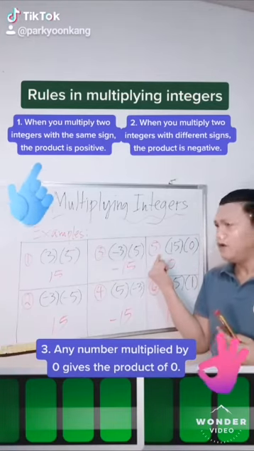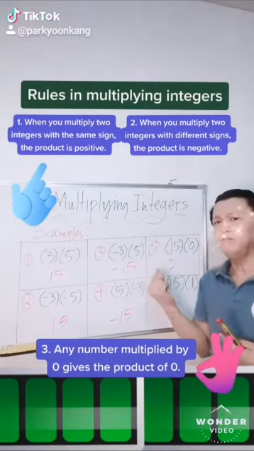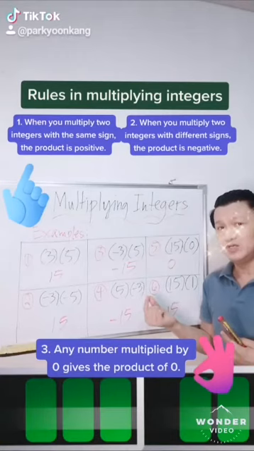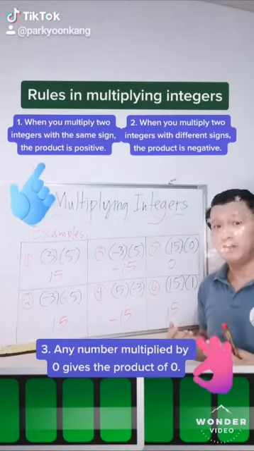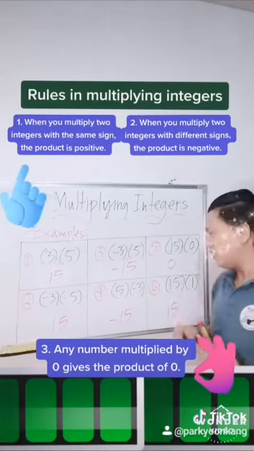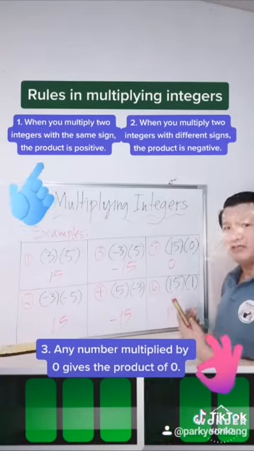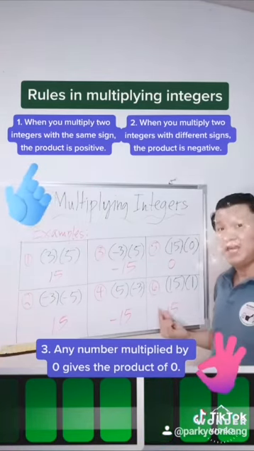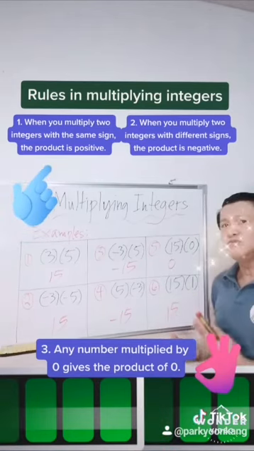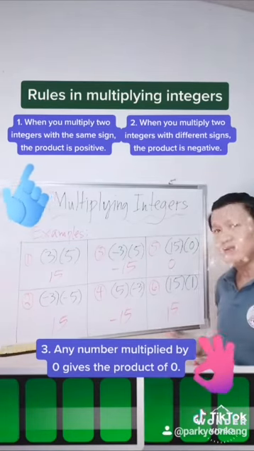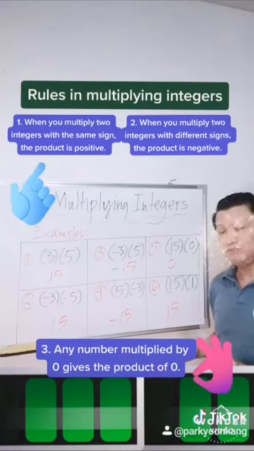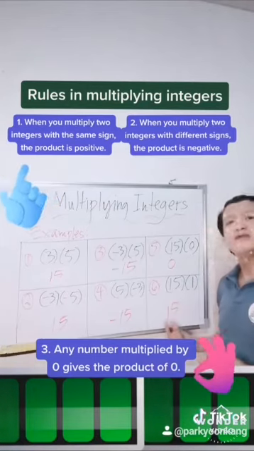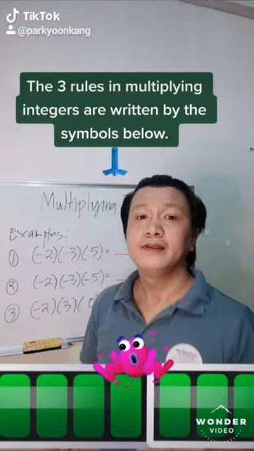Number 5, this is any number multiplied by 0. Their product is 0. That is the zero product property, so take note of that. And number 6, this is not a property. This is the identity element for multiplication, which is 1. If you multiply any number by 1, the product is the number itself. Let's have 15 times 1 is 15.